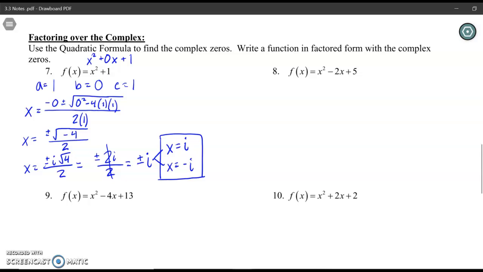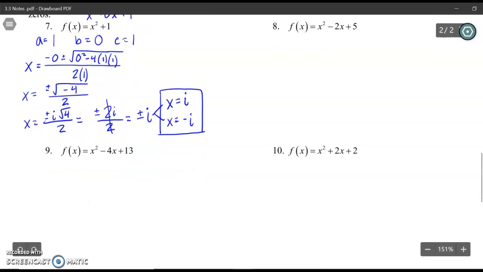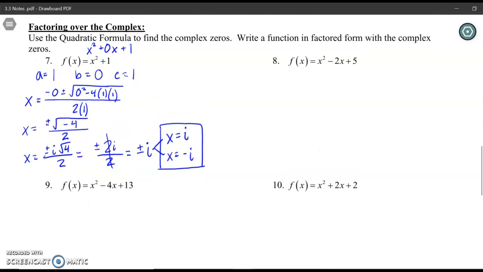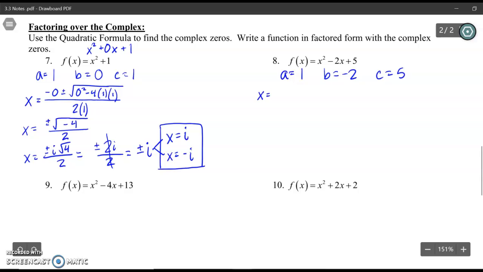Okay, let's do one more. We're going to do 8 together, and then I'm going to let you guys do 9 and 10 together. Okay. So number 8, I'm going to identify my a, which is 1, my b, which is negative 2, and then my c, which is 5. I'm just going to plug stuff into the quadratic formula. So I have a negative negative 2, plus or minus the square root, negative 2 squared, minus 4 times 1 times 5. If this is too fast for you, press pause, go fill in your quadratic formula, and then come back and watch me finish the problem.